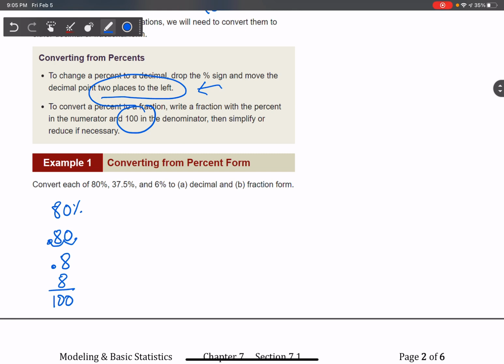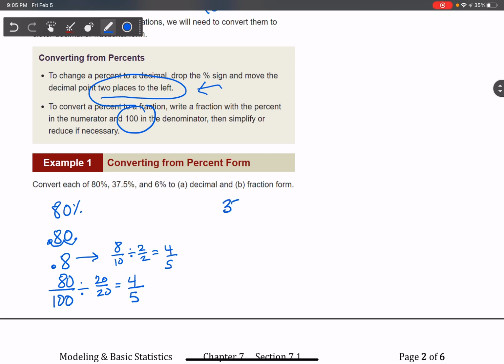As always, we should reduce. 80 out of 100, we can reduce by 20 and get 4/5. You could have also changed it from the decimal 0.8, which is 8/10, and reduced it by 2 and got 4/5. Either way works.